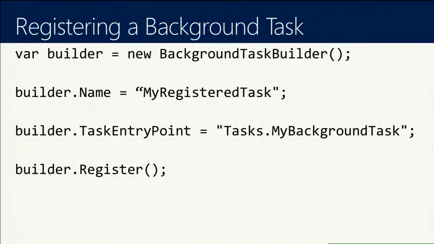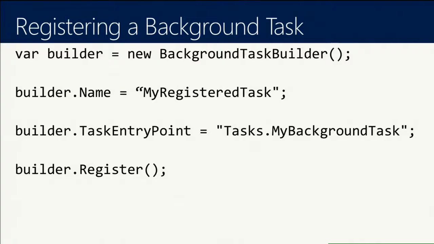Now, defining the background task is pretty straightforward. We use a background task builder, and the sole job of the background task builder is to take all the pieces, put them together, and register the task with Windows. You have to do things like set the name. Name has to be unique for each background task that you're registering, each instance of it.